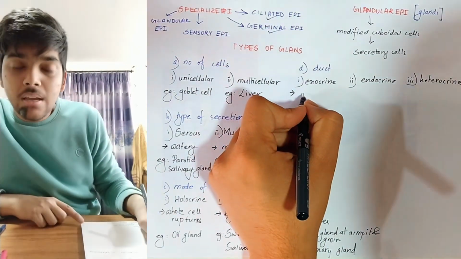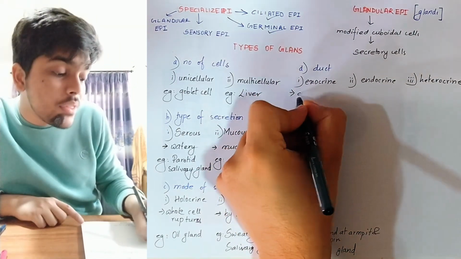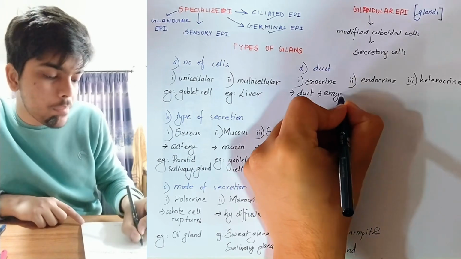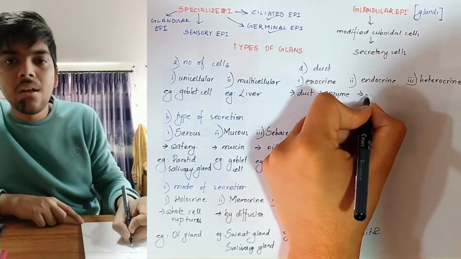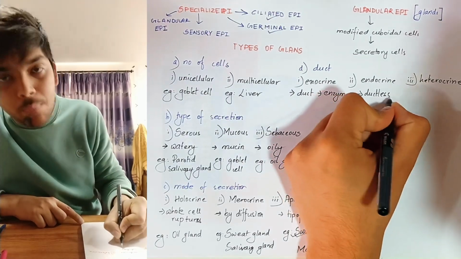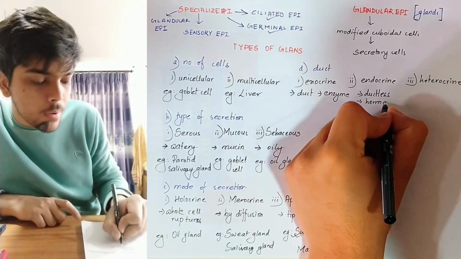Exocrine glands secrete their secretion into ducts, so they have ducts and their secretion is known as enzyme. Endocrine glands are ductless. They secrete their secretion directly into the bloodstream and their secretion is known as hormone.